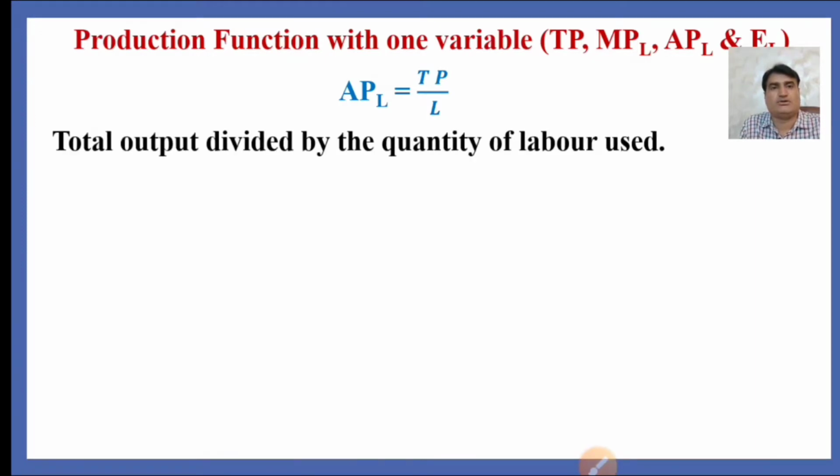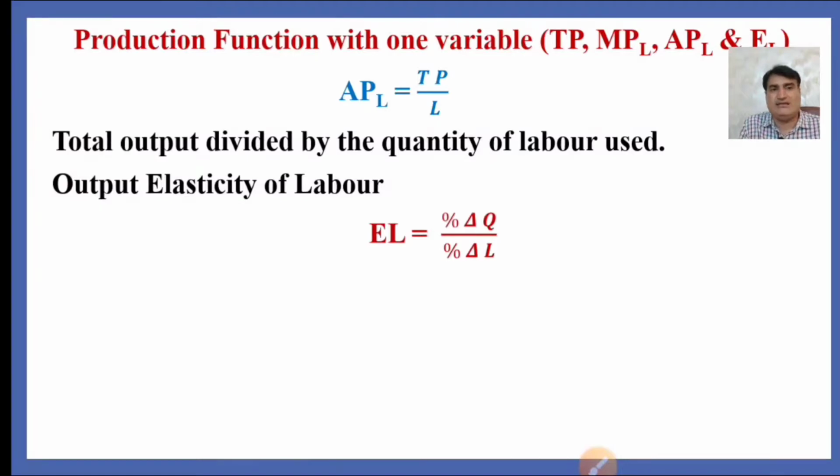It means the total output when divided by the quantity of labor used becomes the average product of labor. Output elasticity of labor, EL, where E means elasticity. Elasticity means the response of change in quantity with respect to change in labor. So elasticity of labor means percentage change in quantity with respect to percentage change in labor.